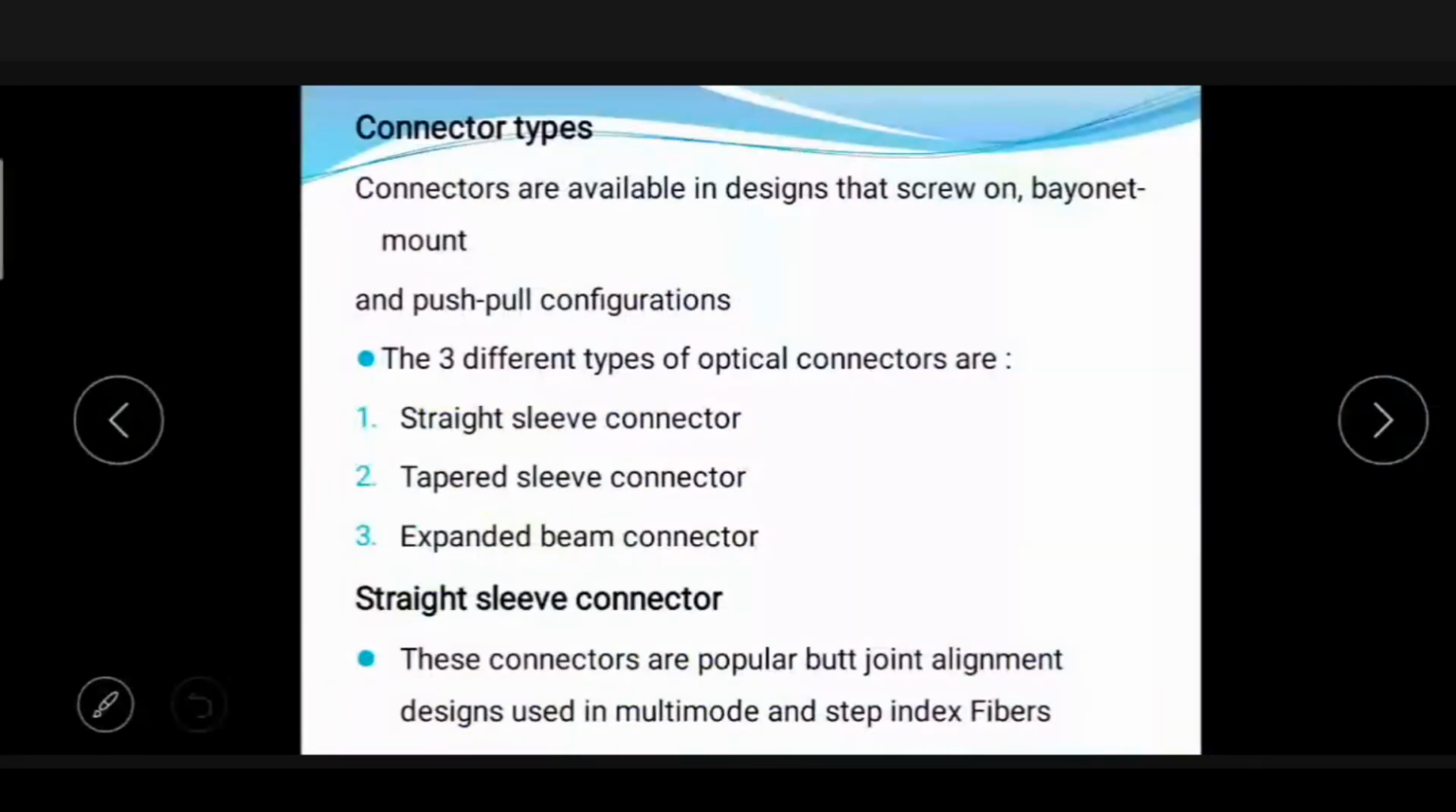Then connector types. So connectors are available in designs that are straight sleeve connector, tapered connector, expanded beam connector.